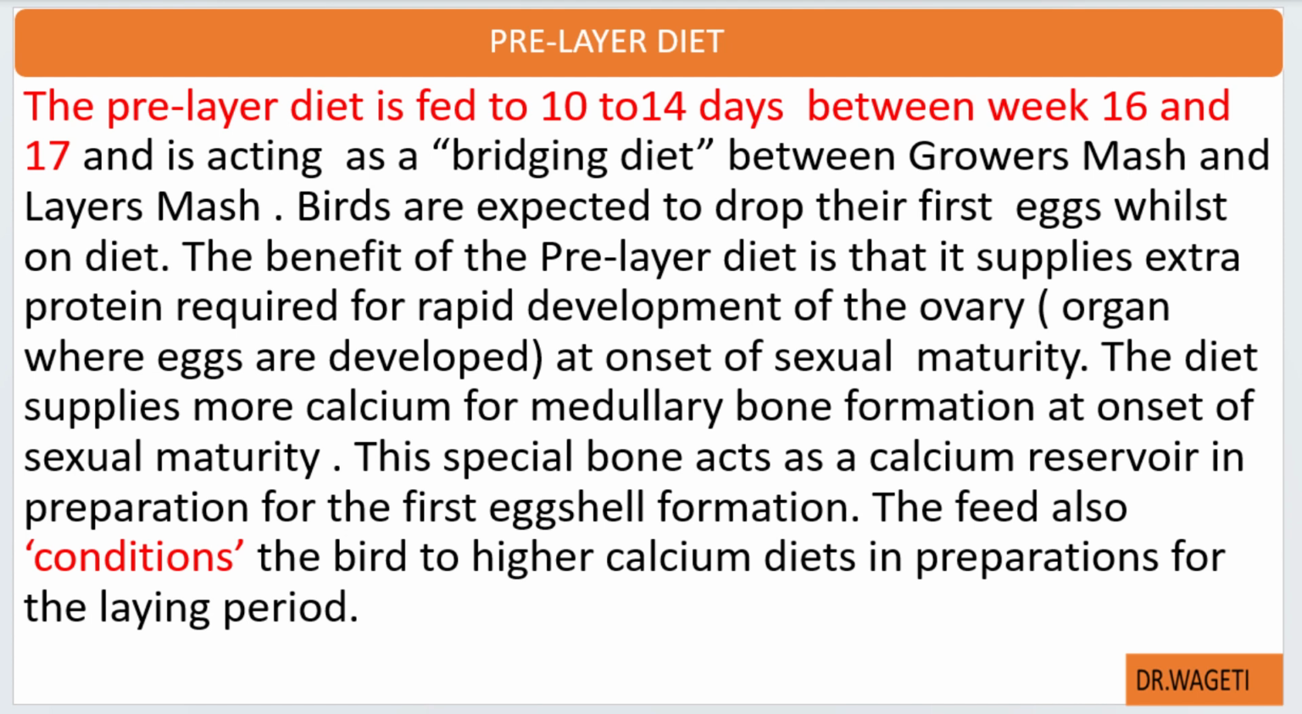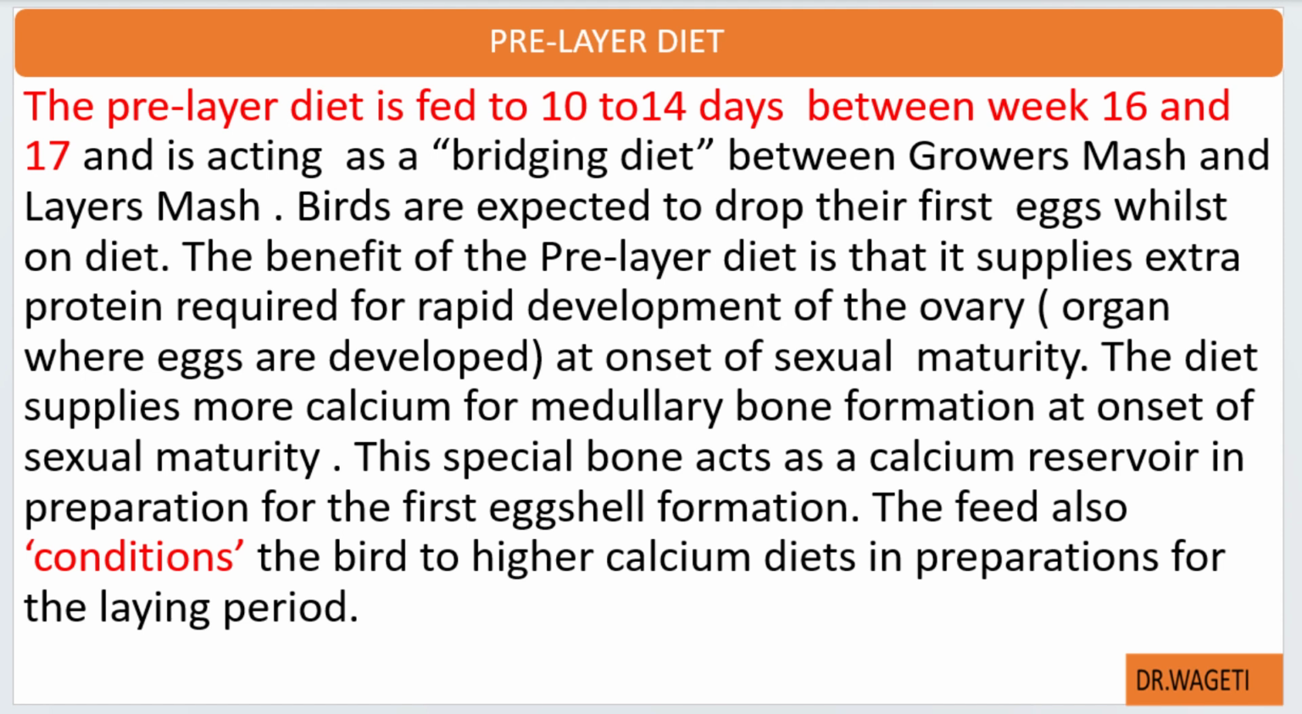The pre-layer diet is fed for 10 to 14 days, between 16 and 17 weeks. It acts as a bridging diet between grower mash and layer mash. Birds are expected to drop the first egg waves on this diet.